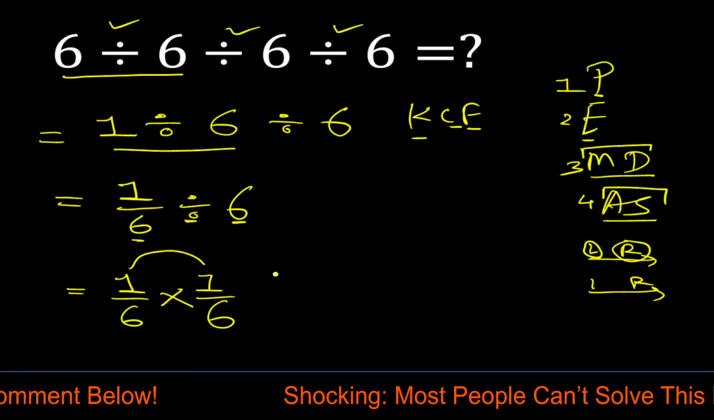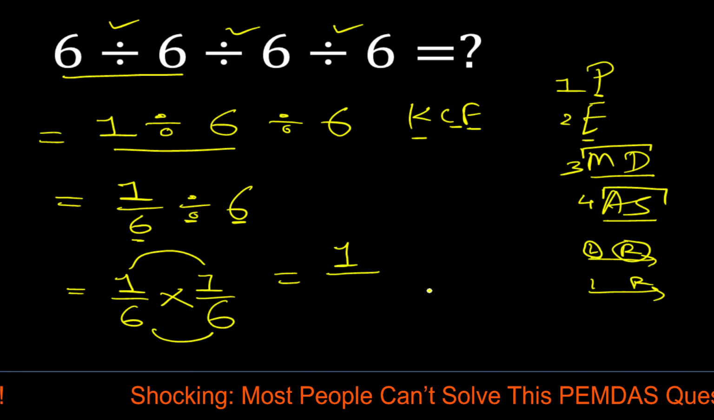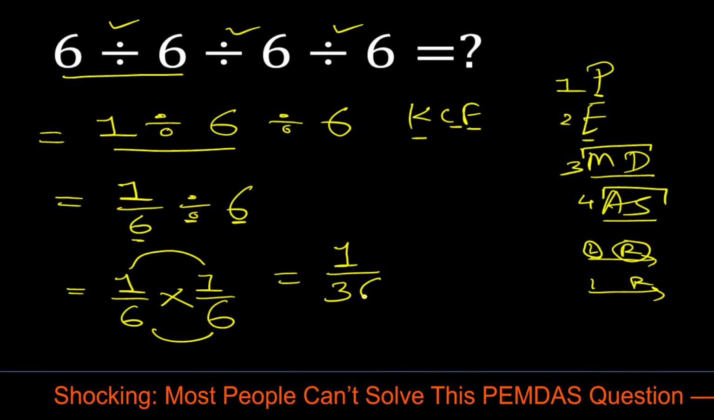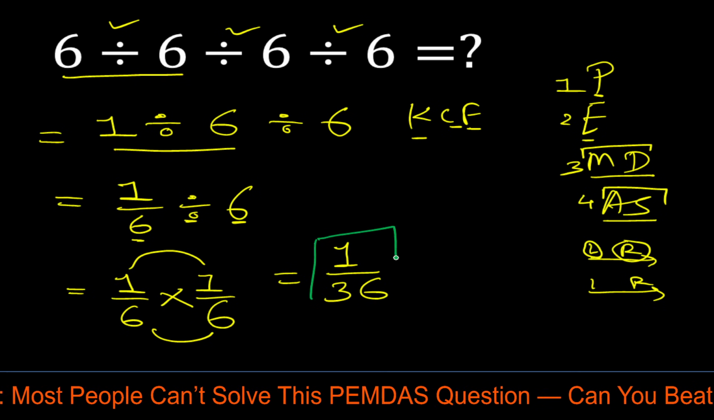Now 1 times 1, so 1 times 1 is equal to 1. And 6 times 6, so 6 times 6 is equal to 36, right? So the correct answer is 1 upon 36.